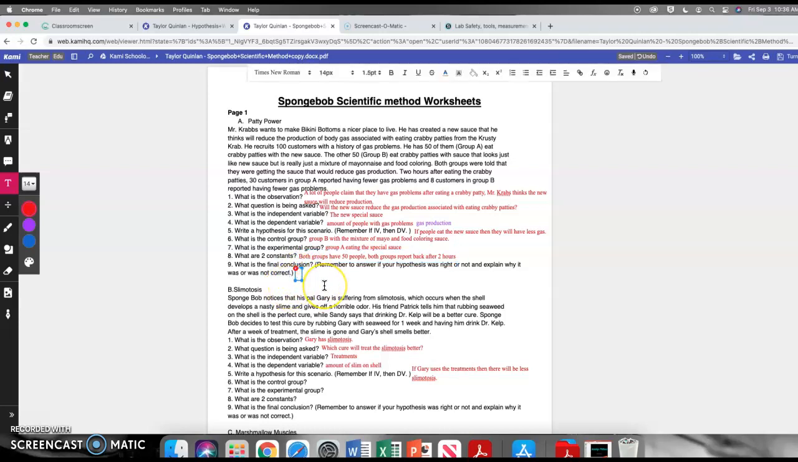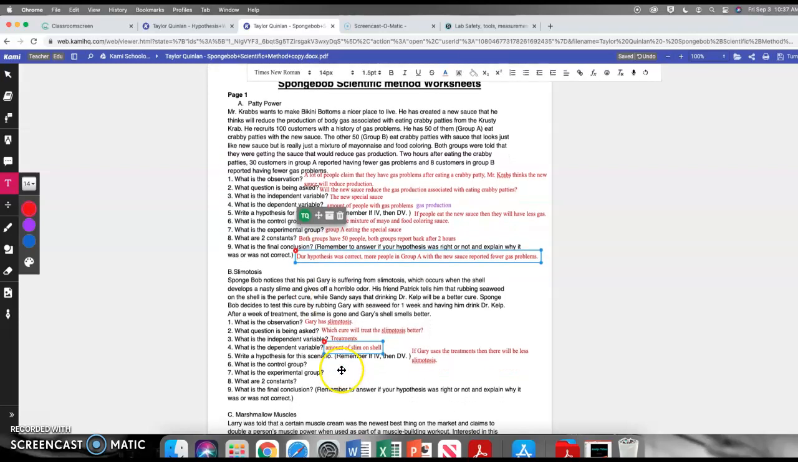Then our final conclusion. Remember, your answer has to determine if your hypothesis was correct or not, and then you're explaining why. So we go back to our results. It says both groups were told they were getting special sauce that reduced gas production 2 hours after eating Krabby Patties. 30 customers in group A, the group that got the new sauce, reported fewer gas problems, and 8 customers in group B reported having fewer gas problems. So our hypothesis was correct. More people in group A with the new sauce reported fewer gas problems. Try to be as specific as possible using the same terminology that the scenario used.